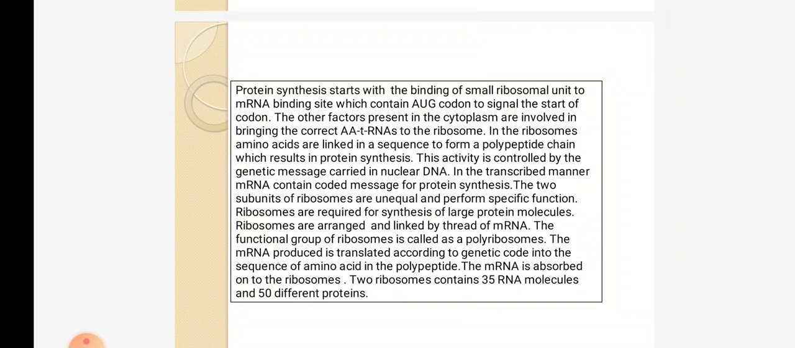The mRNA is adsorbed on ribosomes. Two ribosomes contain 35 RNA molecules and 50 different proteins.